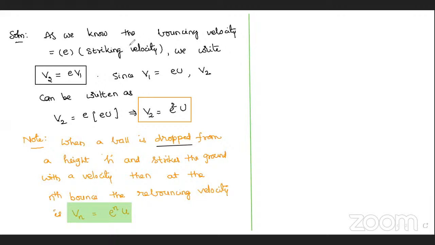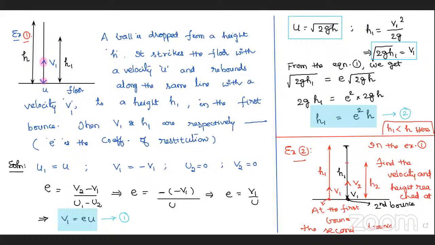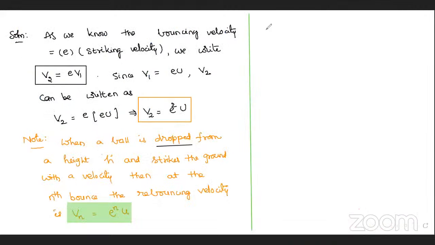use the same common sense. At the first bounce, the striking velocity is u. Observe the common sense here. H1, at the first bounce, it rebounds to a height. You get e power 2 into h. Follow the logic. It means h1 you get here is e power 2 into 1 into h.